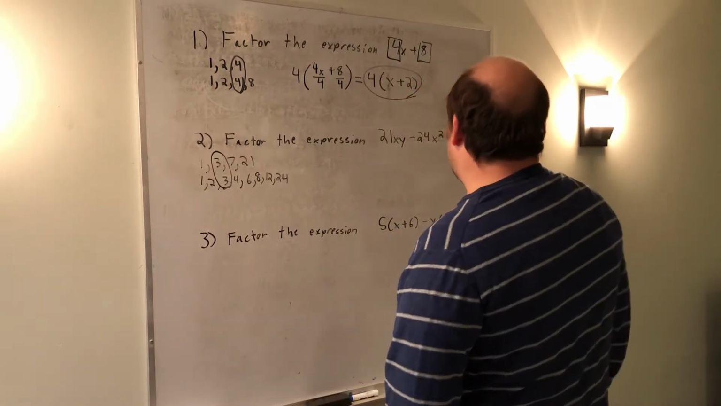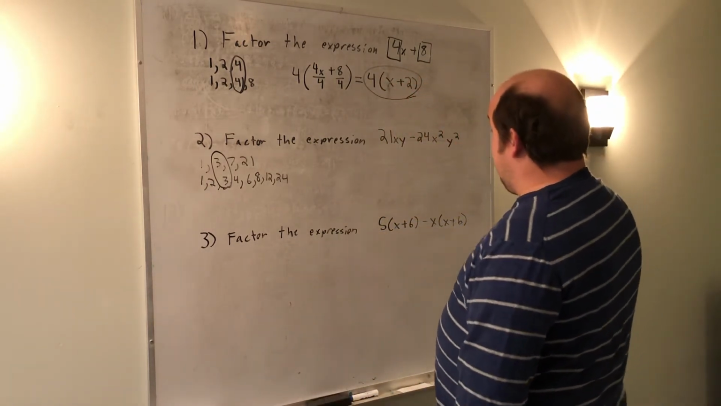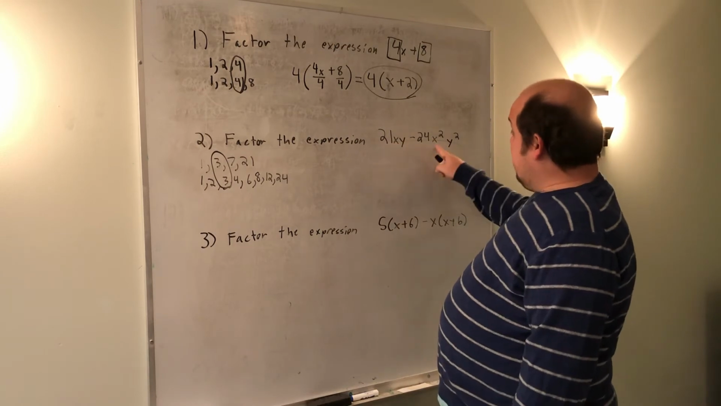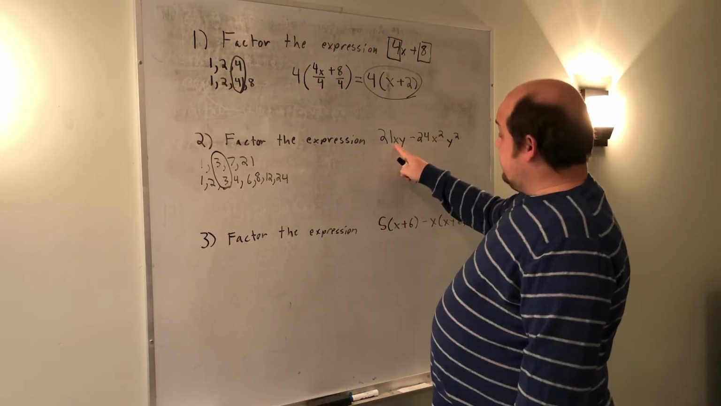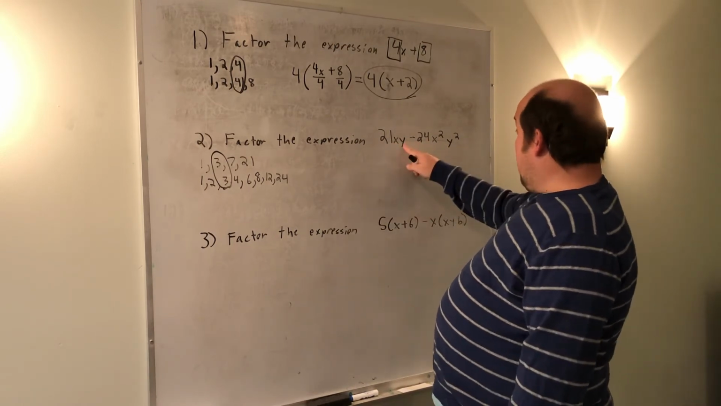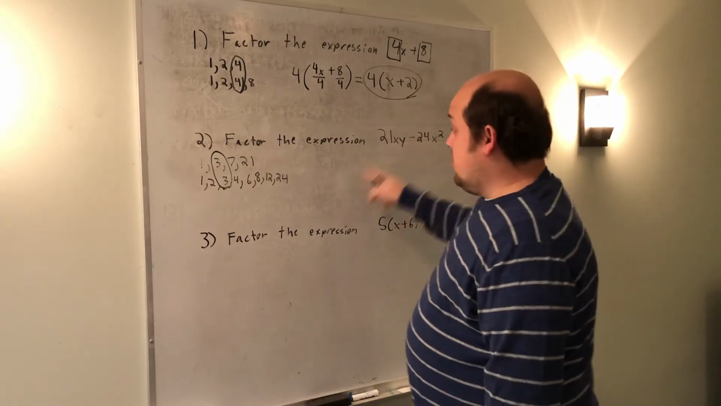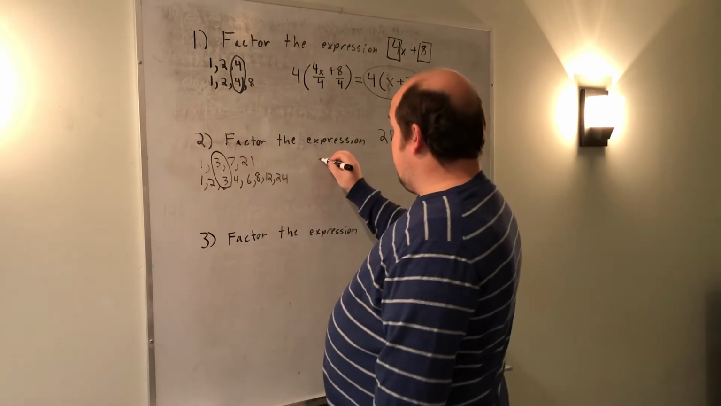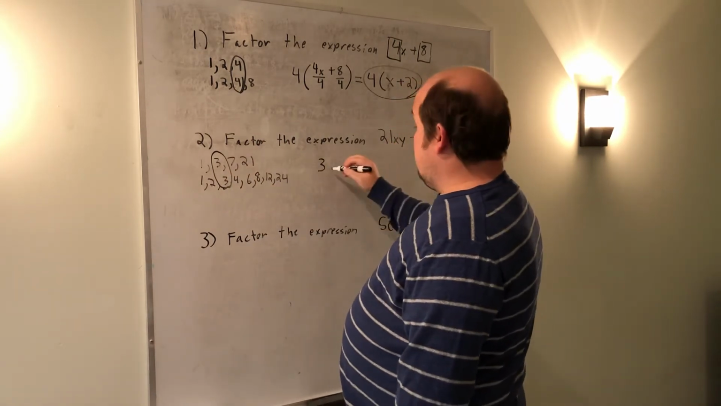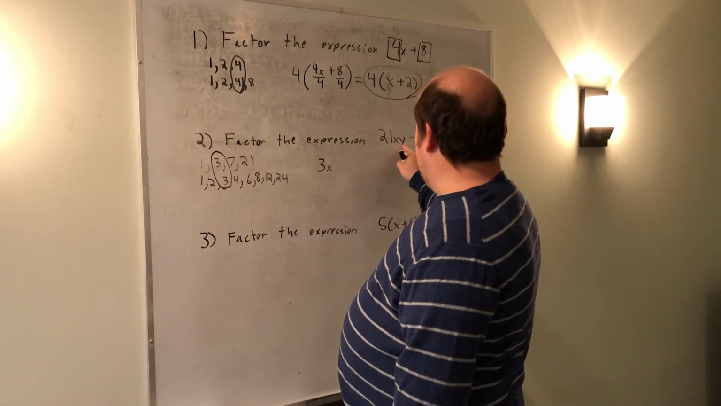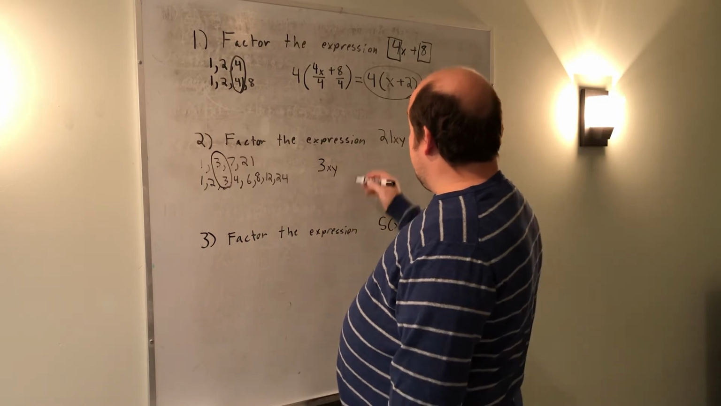Then I look for the smallest power of the variable for each variable. X to the first, x to the second, x to the first is the smallest power. Y to the first, y to the second, y to the first is the smallest power. So I'm taking out the 3, the smallest factor, x, the smaller power of x that I see, and y, the smaller power of y that I see.